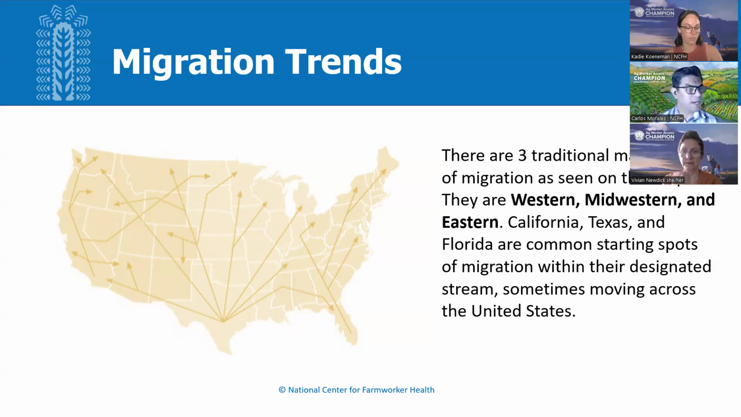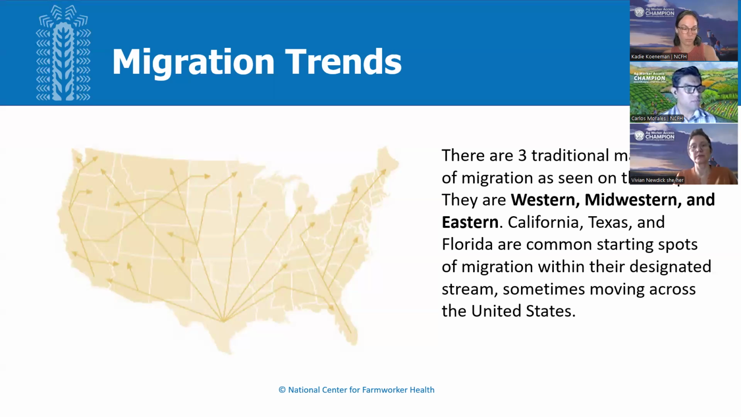Now, the proportion of farm workers who migrate within the US has significantly decreased, with a 60% decline since the late 1990s. Now, why? Well, we actually have more year-round farm jobs. What that means is some farms now grow crops that need workers all year, so workers don't have to move as much to find jobs.